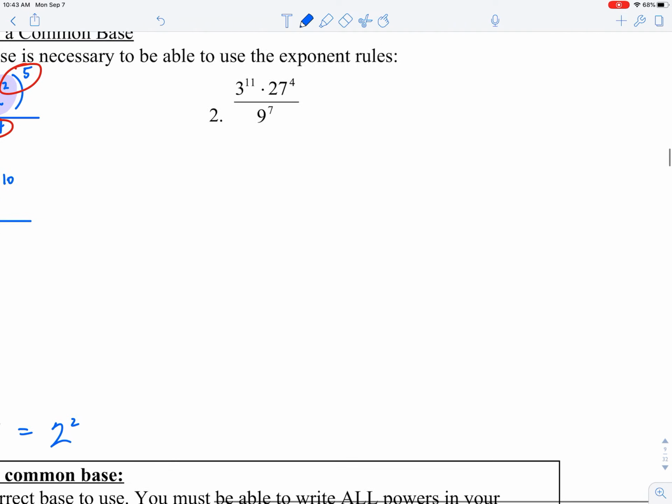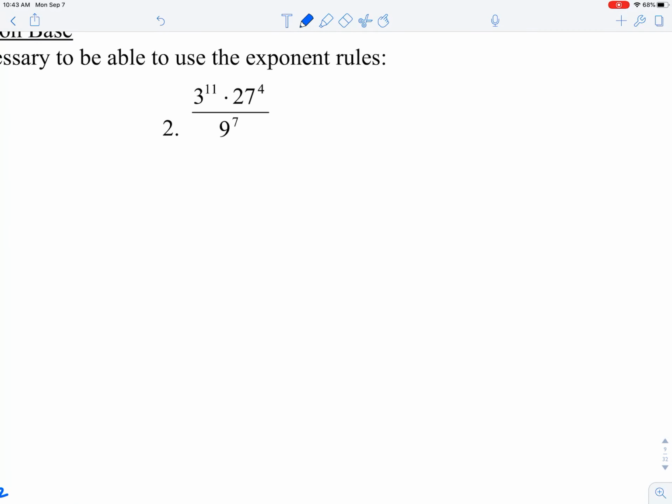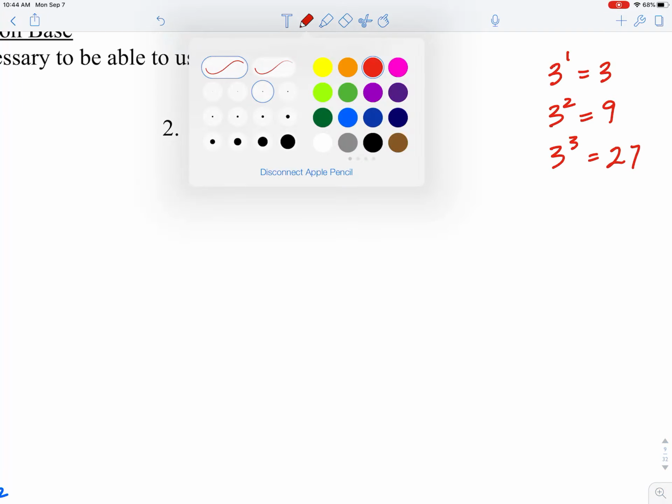So for question 2, we're going to look and see if we've got a base 3, 9, and 27. We're going to see if any of these are really base 3s in disguise. So if we write down the powers of 3, 3 to the 1 equals 3. 3 to the 2 equals 3 times 3, which is 9. 3 to the 3 equals 3 times 3 times 3, which is 27. So yeah, we've got some stuff in disguise.